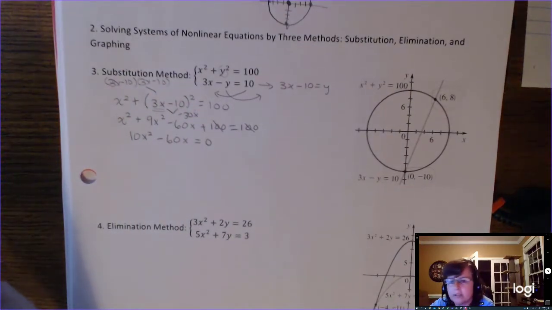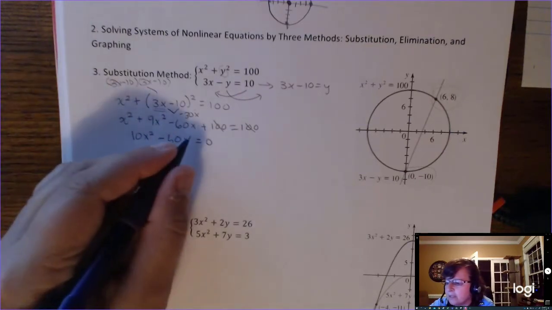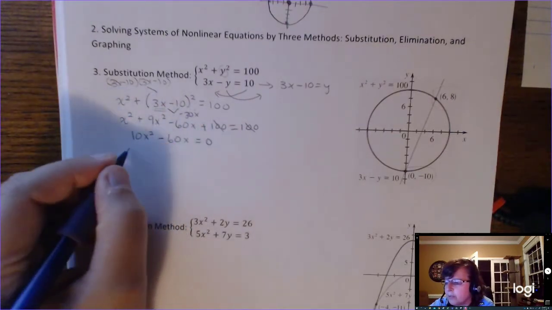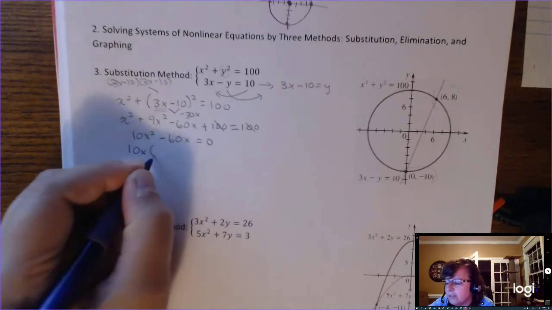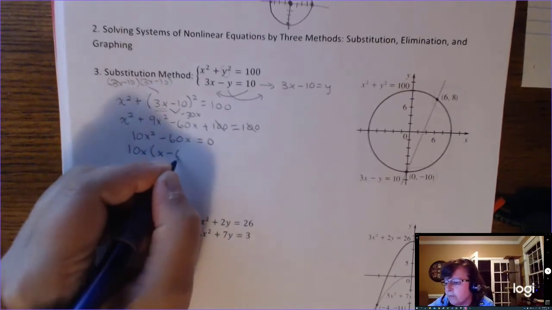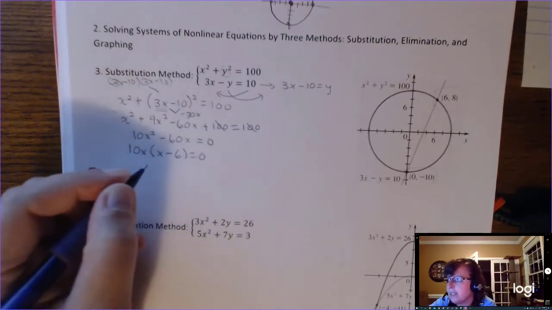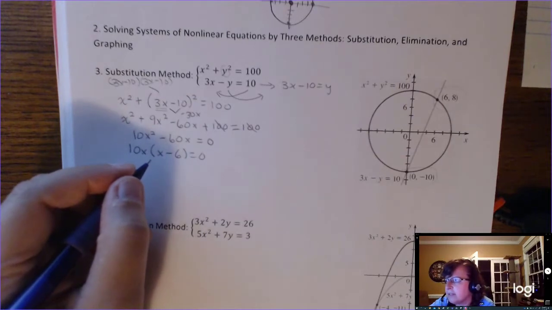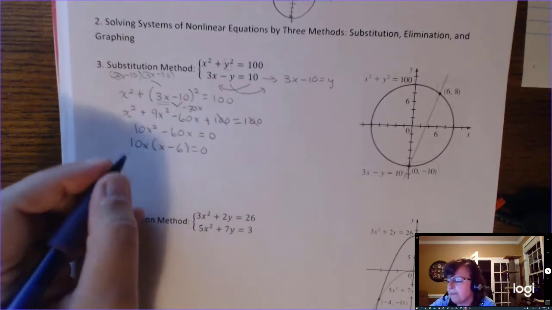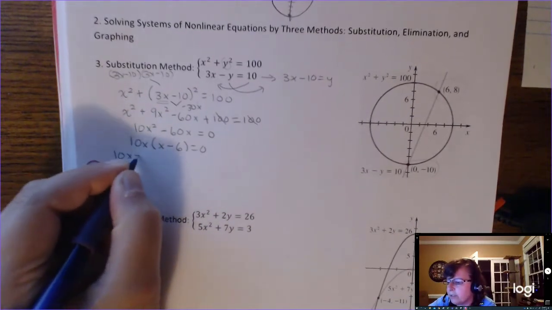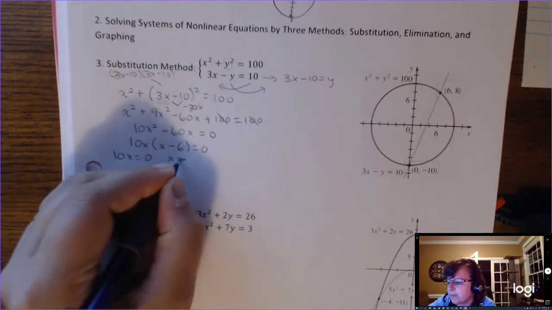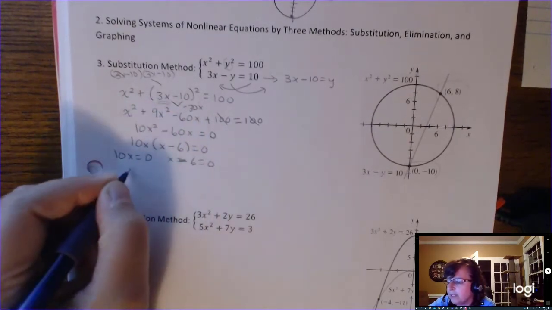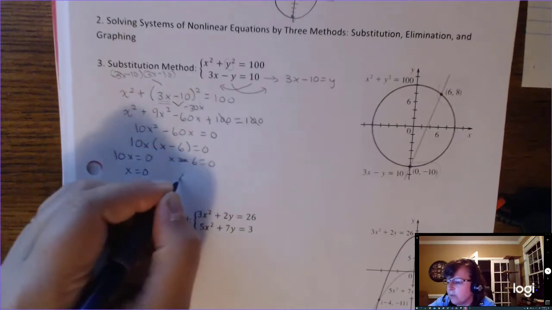So now we want to solve this by factoring, and it doesn't have a constant at the end, so we can pull out a GCF of 10x. That's another way to factor. It's a perfectly fine way to factor, and you get 10x times x minus 6 equal to 0. So then you set each factor equal to 0, and you get x is 0 or x is 6.